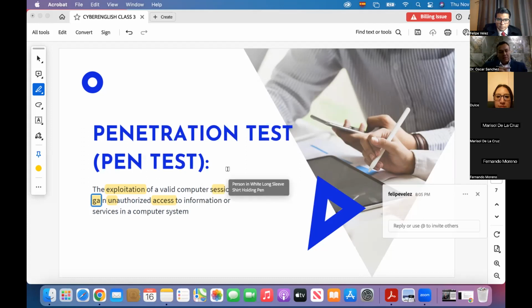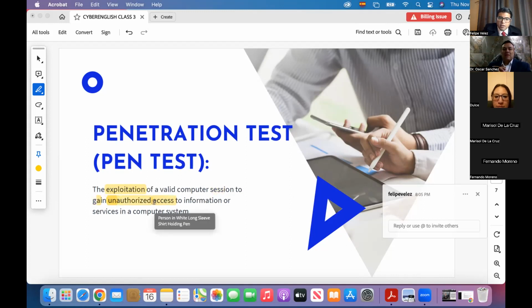About the penetration test or pen test: exploitation, access unauthorized. We can simplify by just saying it's an unauthorized access. So you can also say exploitation is the exploitation of an unauthorized access. Three words: the exploitation of an unauthorized access. See? Very simple. So we try to take all the information that is not working for us and we make it short. Do you understand, Oscar? Yeah. Okay. Now, Dulce, start.